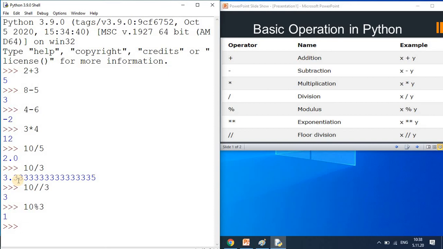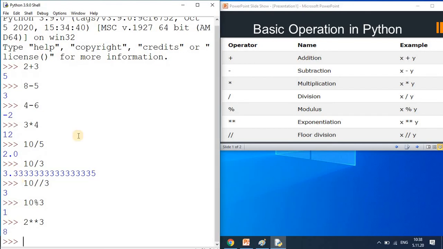So suppose I write the simple number 2 and then there is a double star, and next I write 3. So here it is 2 power 3. 2 power 3 means, as you learn in mathematics, that the number 2 will be multiplied by itself a total of 3 times. So 2 into 2 into 2, and you get the answer 8.